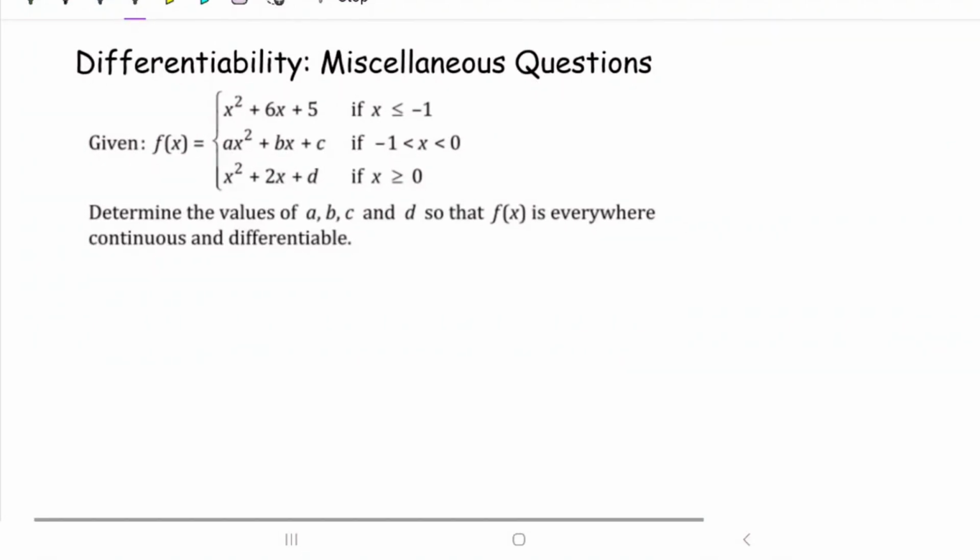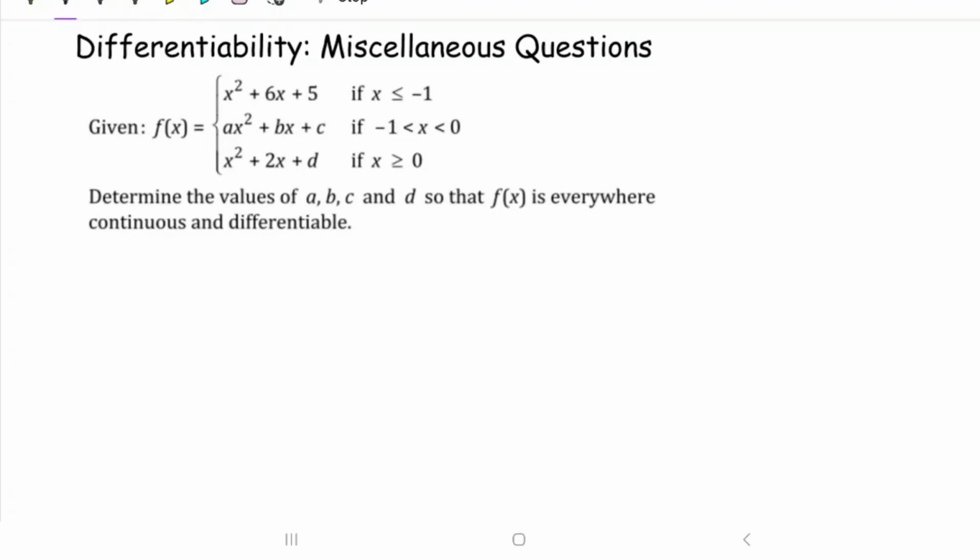All right, so welcome to this video where we are dealing with a slightly more involved miscellaneous equation on differentiability. So we are given f of x as that particular function piecewise. It says determine the values of a, b, and c so that f of x is continuous and differentiable. It is exactly like that, everywhere differentiable, everywhere continuous. So there are just a few things that we need to do when approaching this question.